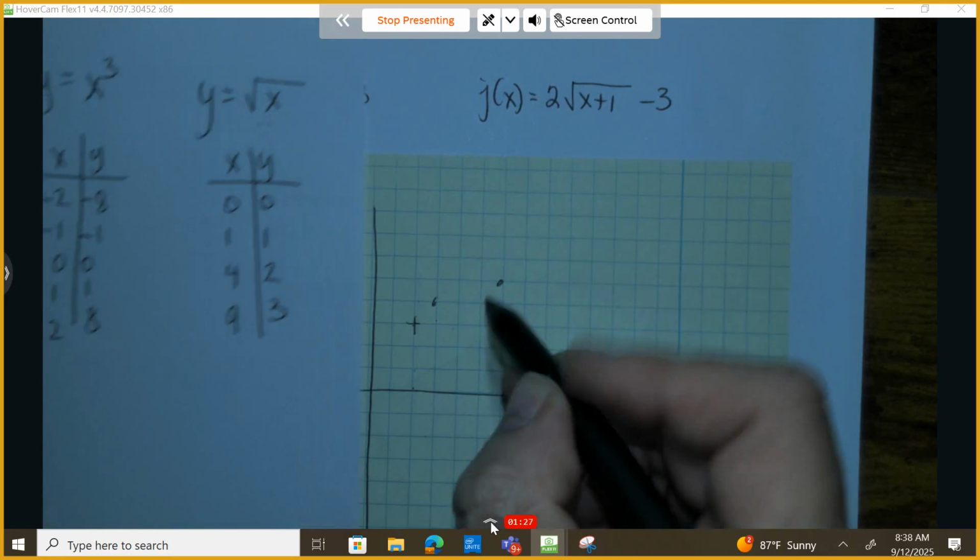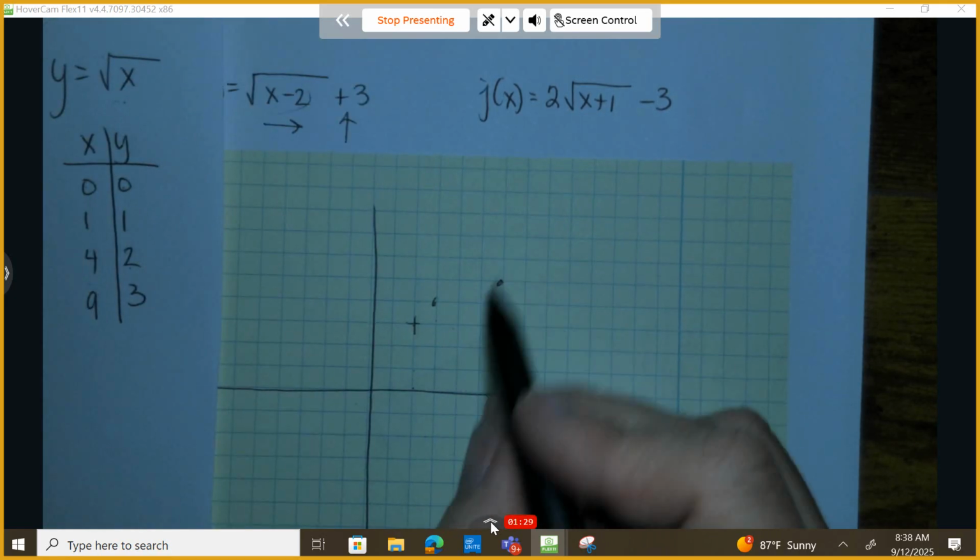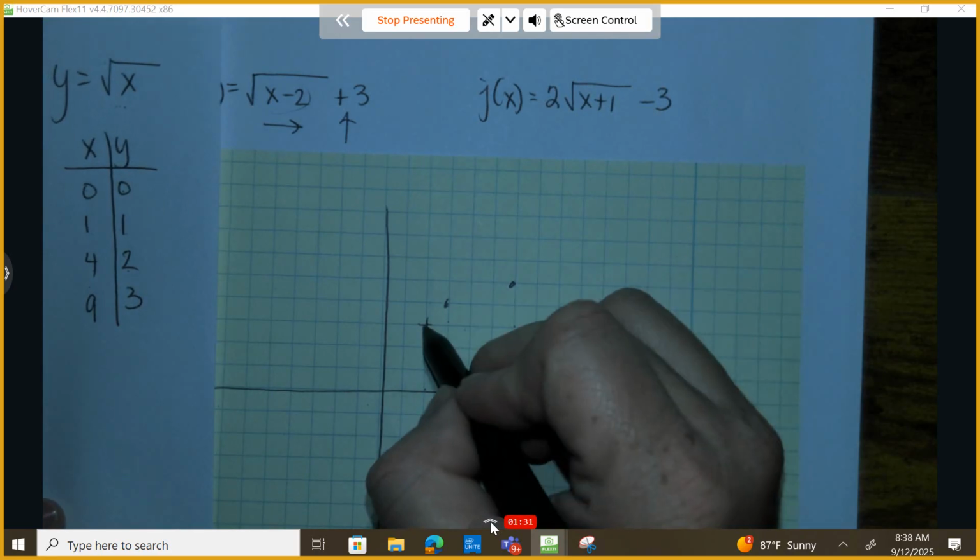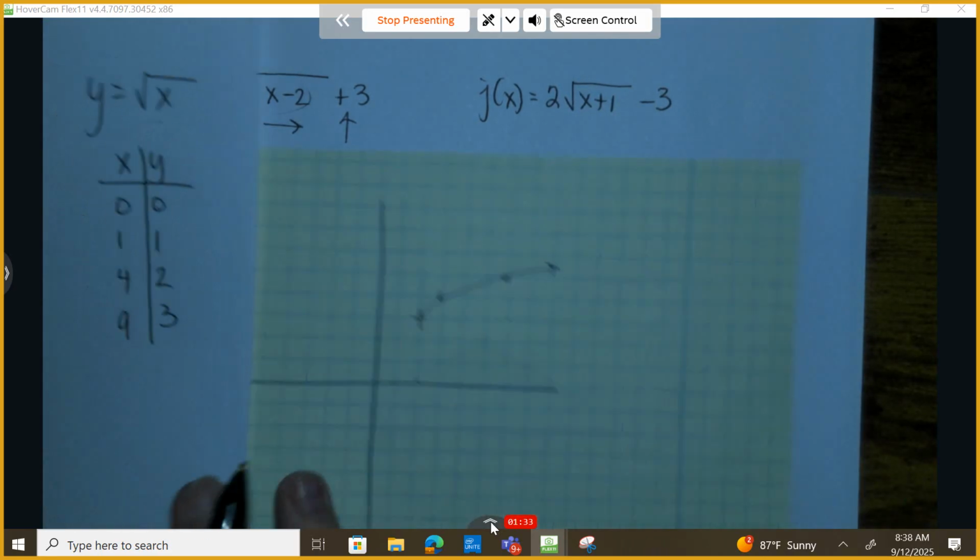right 4 and up 2. I had a great question in a previous hour. By the way, I want at least 3 points. So do you need to go out to 9, 3? No, you don't need to go that far. Great question from a student in a previous hour.